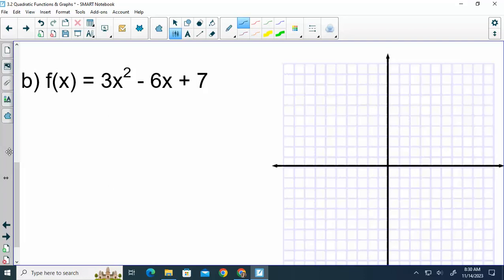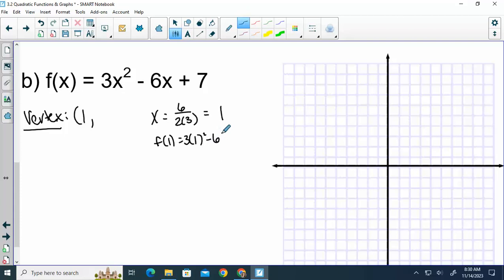Let's do another one. How do we find the vertex? So the opposite of b would be +6 over 2 times 3. And you get 1. That's the x value. To get your y, you plug that in. So 3 minus 6 plus 7.